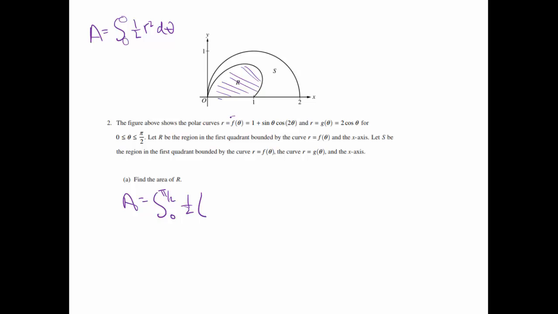Well, in this case, they told me that R was being bound by f of theta, so f of theta is our r squared d theta, and then f of theta, obviously when you plug it in your calculator, is going to be this formula right here. So if you plug that in, you should get 0.648. Okay, this part was worth 2 points. We're going to get 1 point for the integral setup and then 1 point for the correct answer.